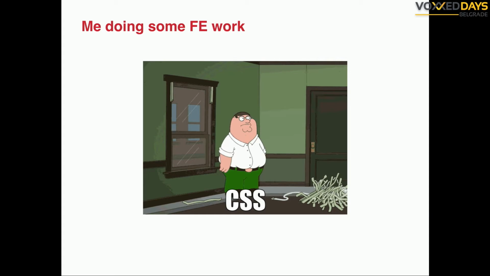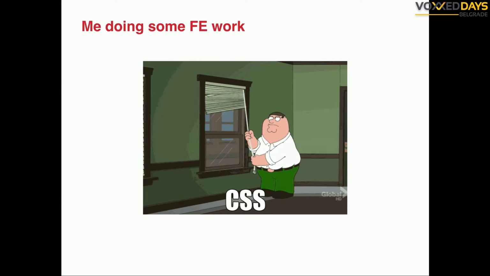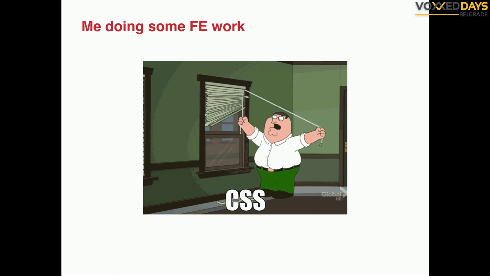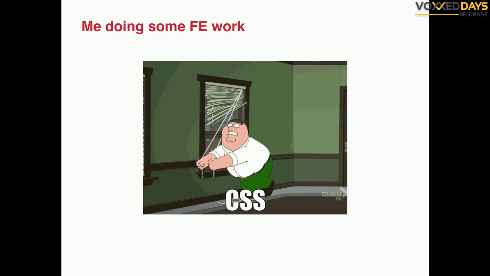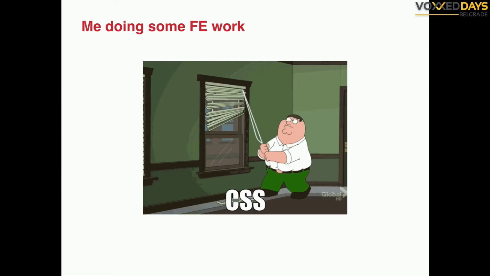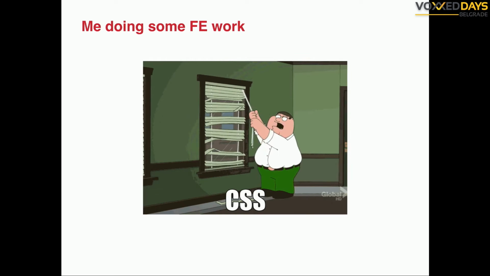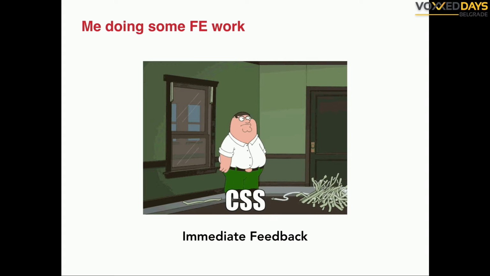Even though CSS doesn't make any sense to me, there is something really nice in the picture. So let's look at it again. Focus on how Mr. Griffin is able to pull one string and he sees straight away, without any delay, what's the effect on the blind. And if he doesn't like it, he just pulls the string in a different direction. And he just keeps doing that, one string and the other, until he's done. That immediate feedback is what I really, really miss in my day-to-day work.